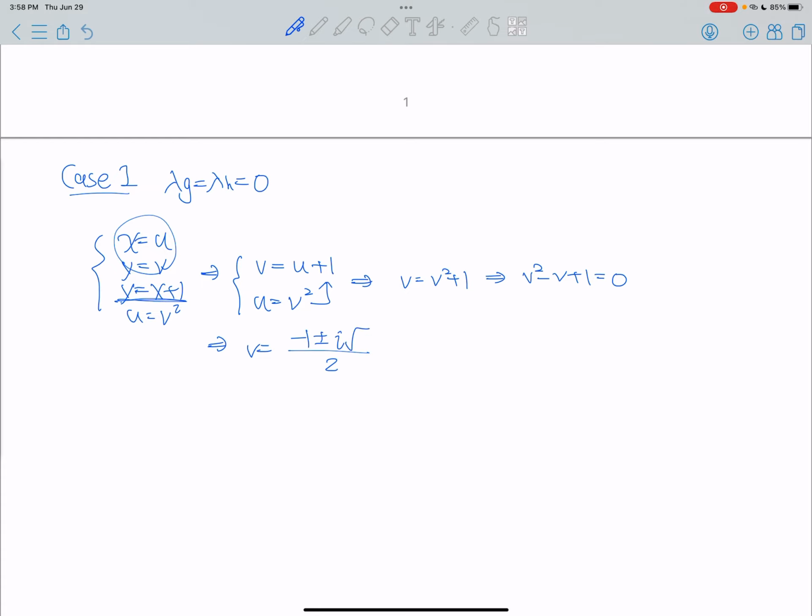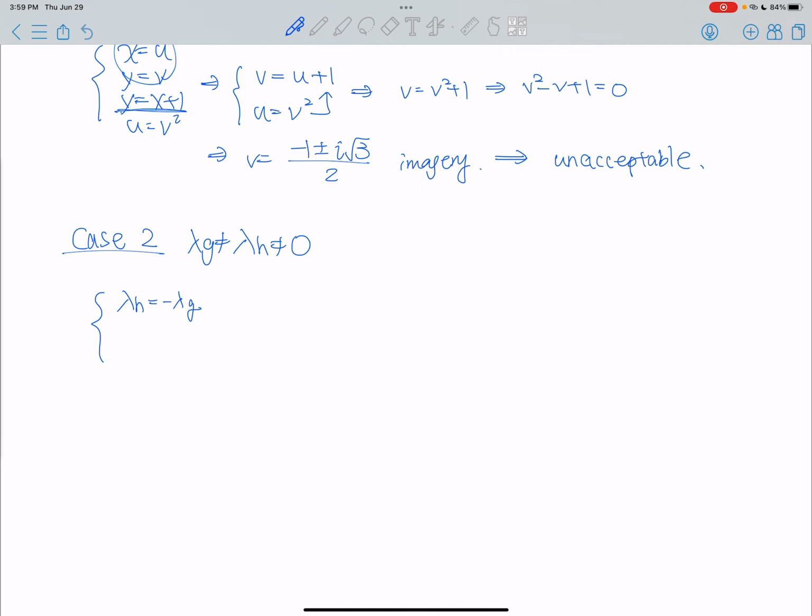So we get lambda h equals negative lambda g, and negative 2v lambda h equals lambda g. Or the first one, we can write it as this. And obviously, we find that these two are the same. So negative lambda h equals negative 2v lambda h.